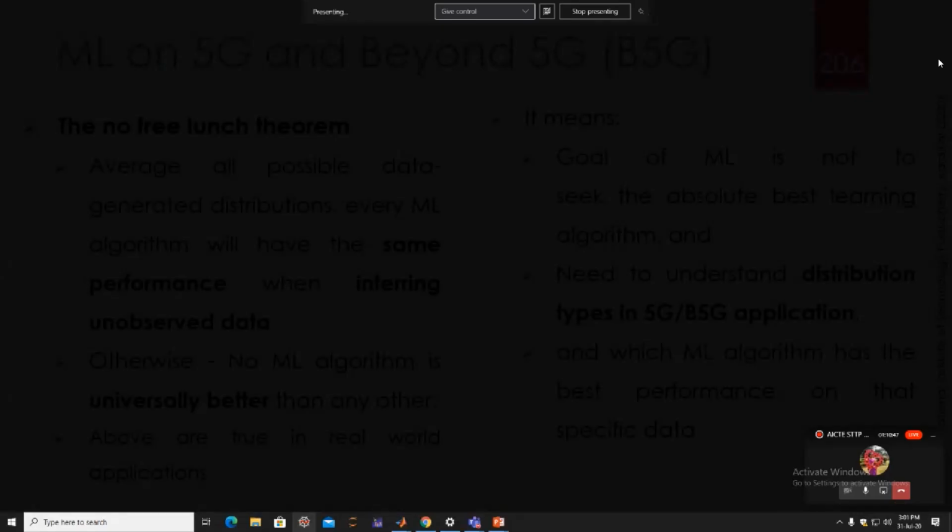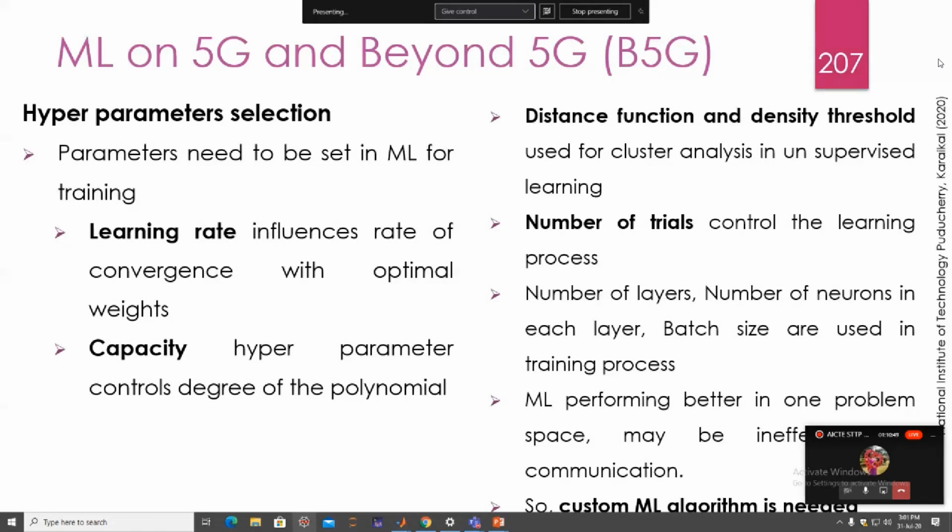Next is hyperparameter selection. This also plays a very vital role in machine learning performance, in the case of 5G as well as beyond 5G. So what are these parameters? One parameter is the learning rate. The learning rate basically influences the rate of convergence.